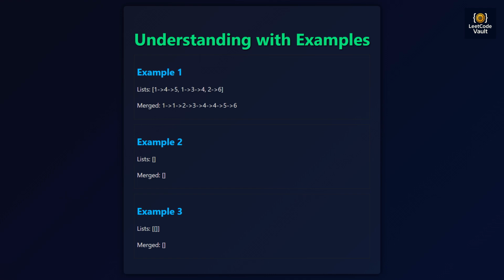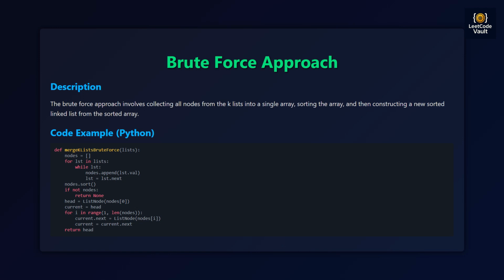The final result would be 1, 1, 2, 3, 4, 4, 5, 6. See how we systematically picked the smallest elements at each step? Now that we have a better understanding, let's consider some approaches to solve this systematically.